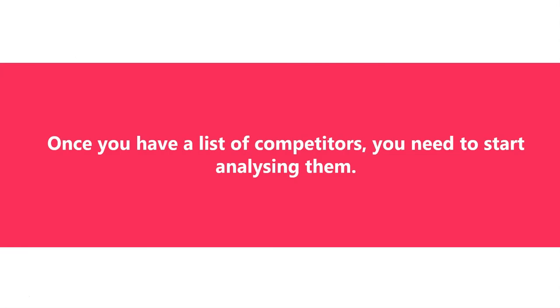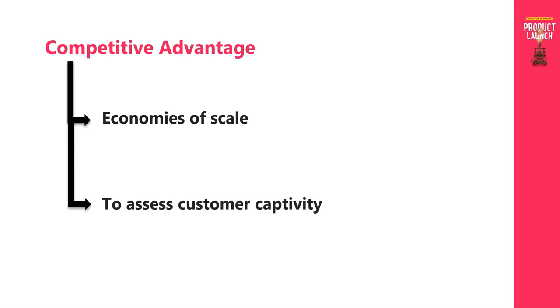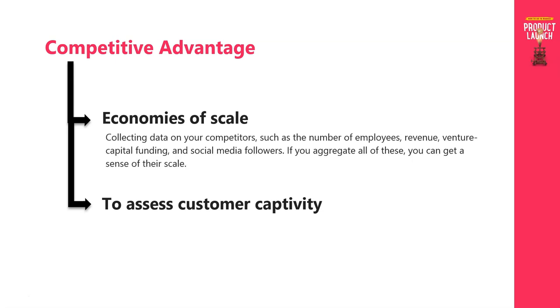Once you have a list of competitors, you need to start analyzing them. First, look at the competitive advantage each competitor has. Competitive advantage basically boils down to just 2 things. 1, economies of scale, and 2, customer captivity, for example, churn rate. Estimate economies of scale by collecting data on your competitors, such as the number of employees, revenue, venture capital funding, and social media followers. If you aggregate all of these, you can get a sense of their scale.